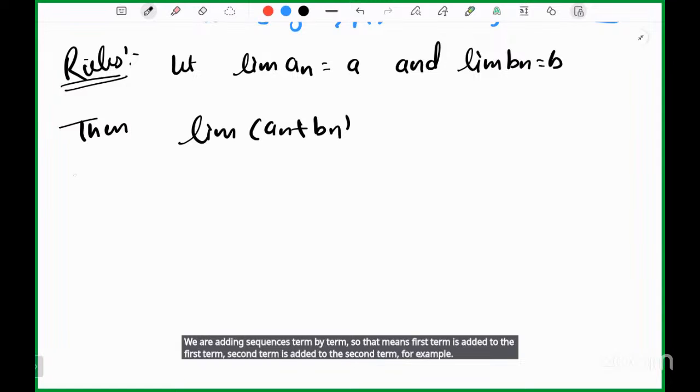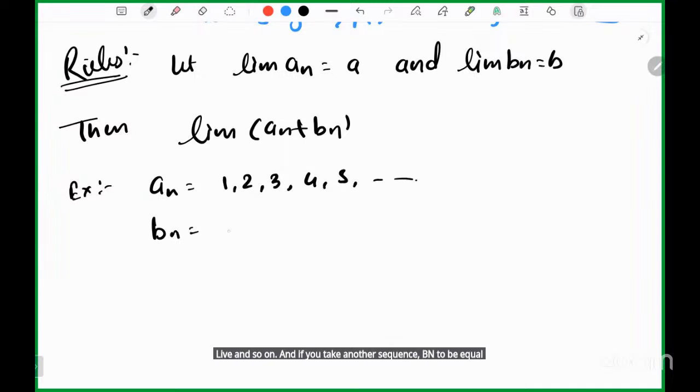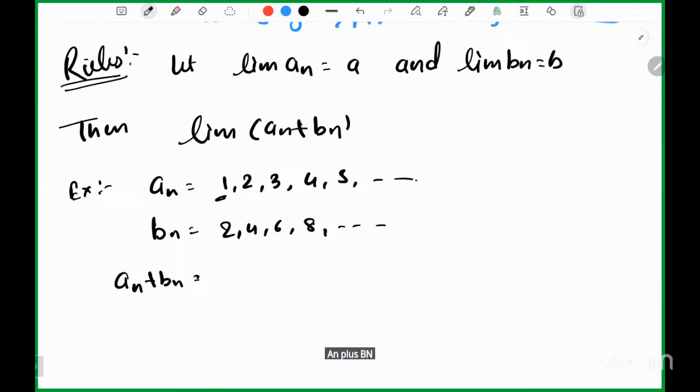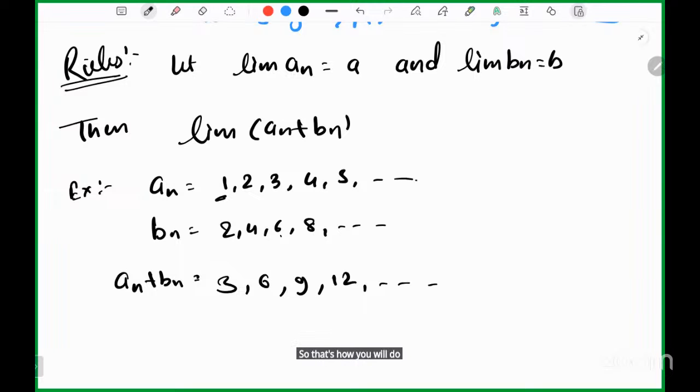For example, if you take the sequence an to be equal to 1, 2, 3, 4, 5 and so on, and if you take another sequence bn to be equal to 2, 4, 6, 8 and so on, then the summation of these two sequences means you have to add term by term. So this 1 will be added to 2, and then we get the first term of an plus bn. So this is 3, then 4 plus 2 will be 6, then 6 plus 3 will be 9, then 8 plus 4 will be 12 and so on. That's how you do addition of two sequences.